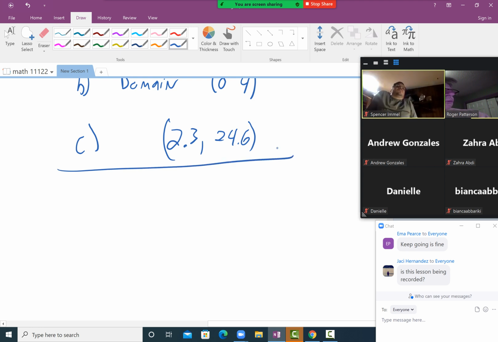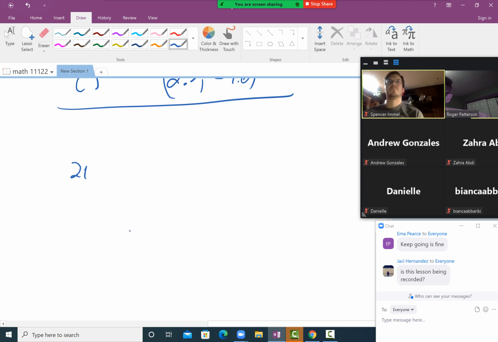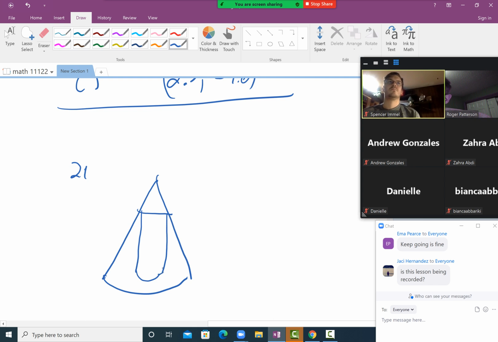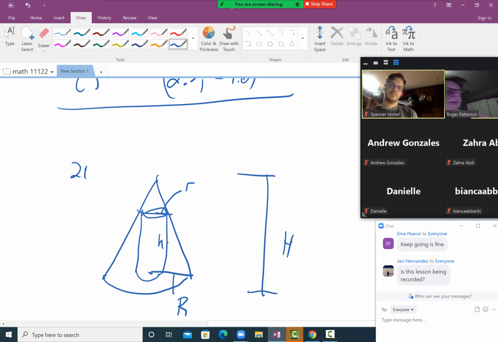Okay. So back on to what we were doing. So let's go on to 21. Okay, so here's the deal. I have a cone, like this. And there's a cylinder that's inside of it, sort of like this. This is not drawn very well, but the radius here is r. The radius of the cone is a big R. The height of the cone is a big H. And the height of the cylinder is a little h.